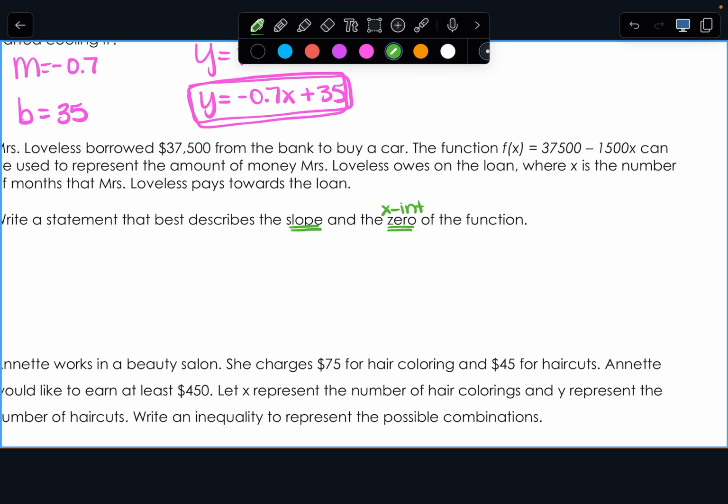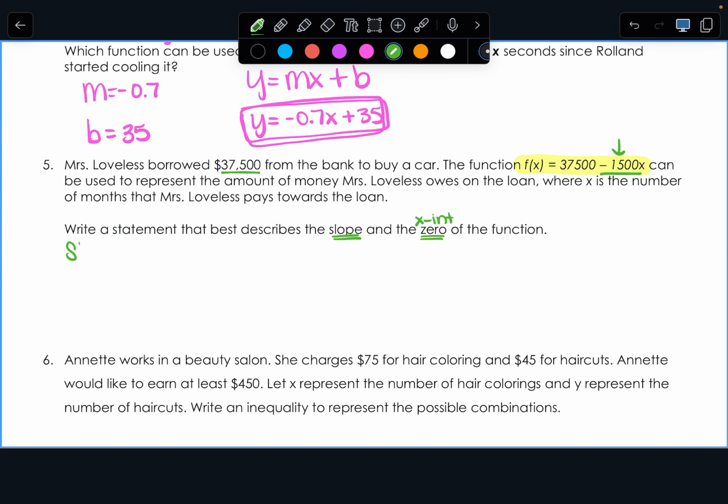Do we know the slope from the equation that they've given us? Yes. What is the slope? Negative 1,500. Okay. Think about what's going on in this context, in this situation. What did I do? I started buying a car that costs what? 37,500. Okay. And why is my slope negative? Because you're making a payment. Because I'm making a payment. I'm paying it off.